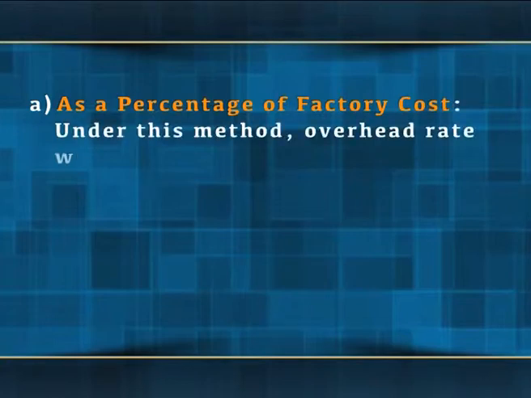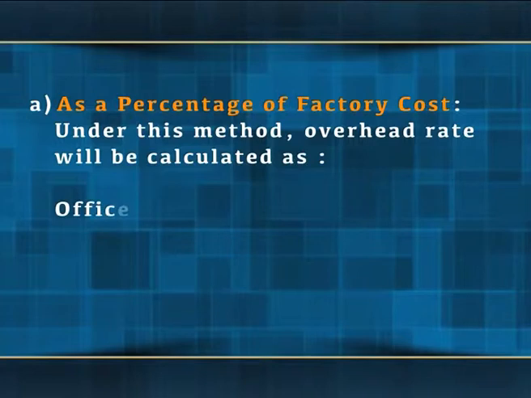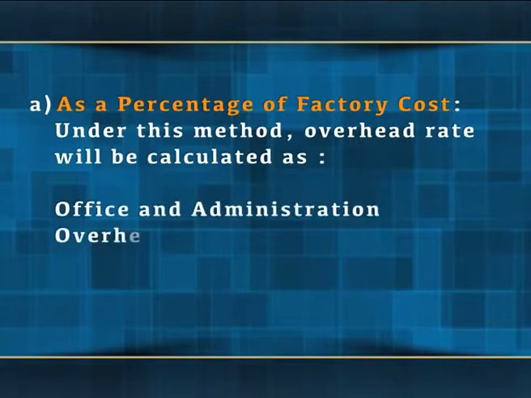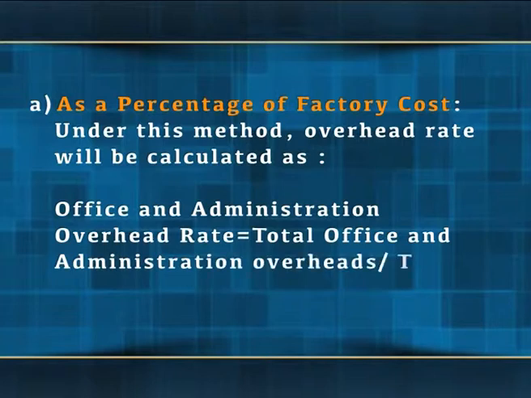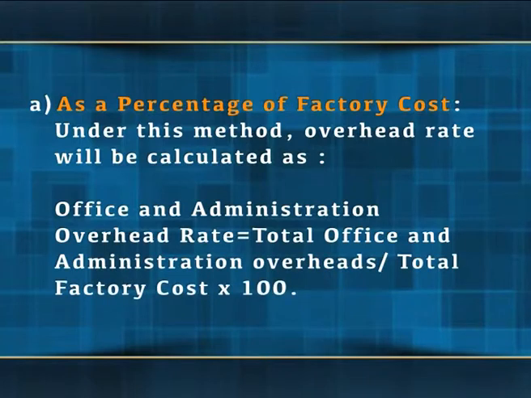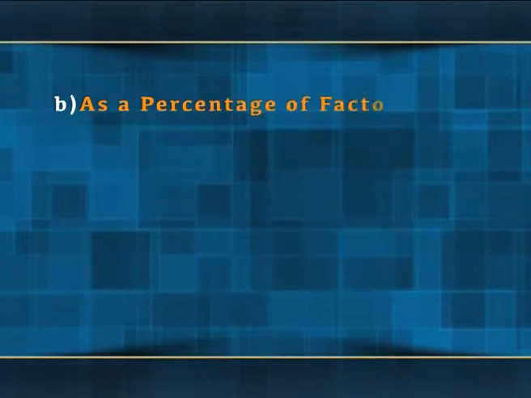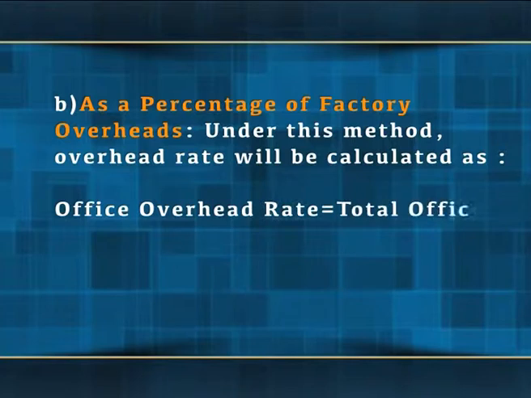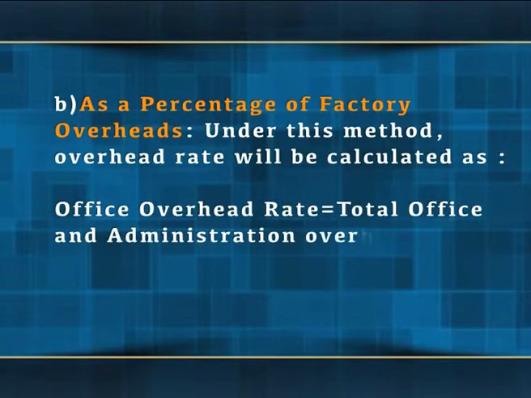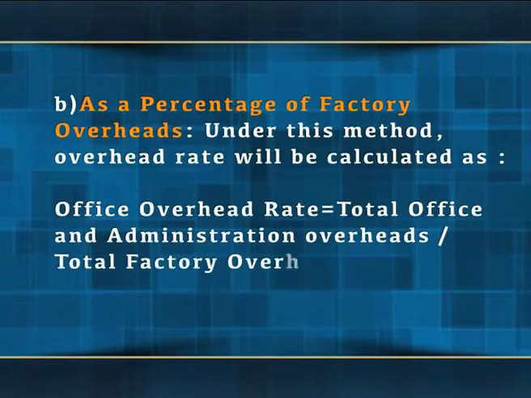Under this method, overhead rate will be calculated as: office and administration overhead rate is equal to total office and administration overheads divided by total factory cost into 100. B, as a percentage of factory overheads. Under this method, overhead rate will be calculated as: office overhead rate is equal to total office and administration overheads divided by total factory overhead into 100.